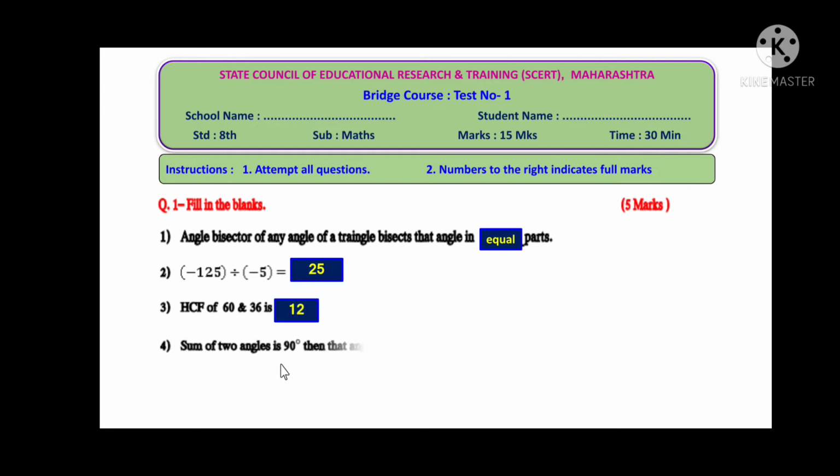Fourth one, the sum of two angles is 90. Then those two angles are complementary angles. And the fifth one is 2 integer 1 upon 7 plus 9 upon 11, and that answer leads to 228 upon 77.